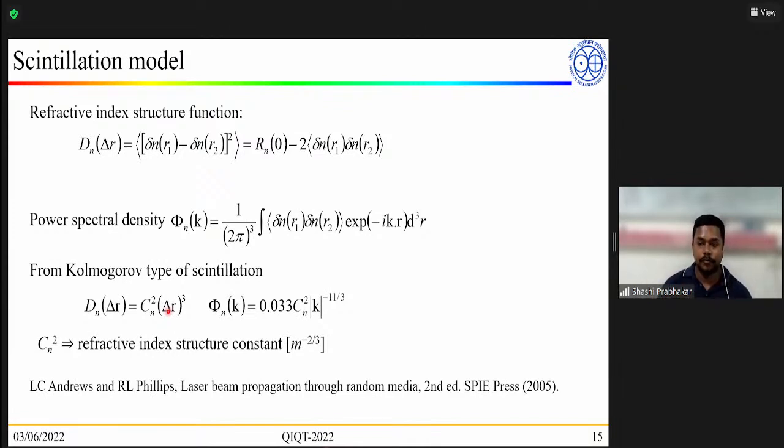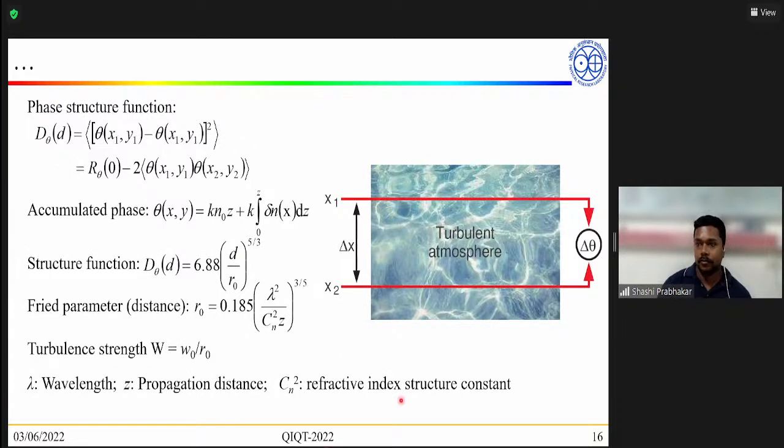Something called the structure constant. And there are some weird power laws, like -11/3. And for more information, one can go through these suggestions. It's a very good reference to study this. Going forward, with more of the structure, these are the 3, 4 parameters.